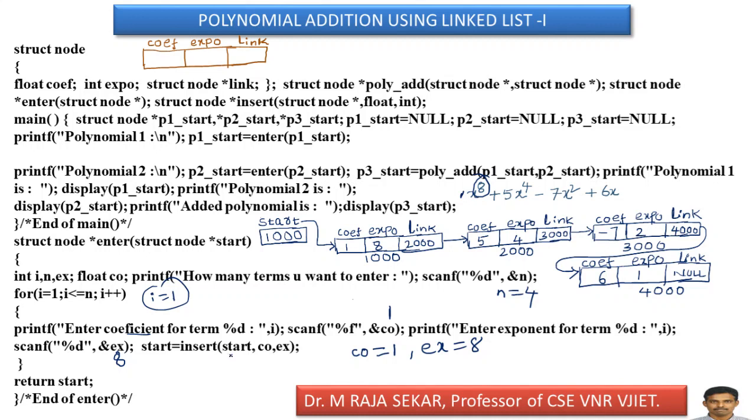What is my start value? Start value is null, isn't it? Here we pass the null value from p1_start, which means p1_start is null. That null value is copied to this start. Therefore, we are passing 3 arguments.